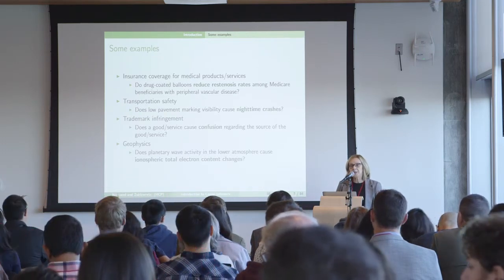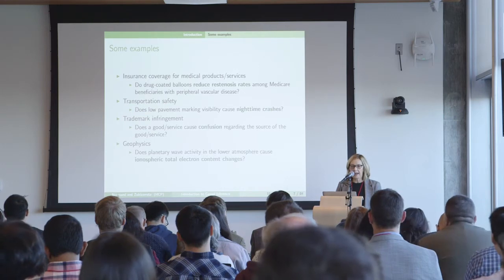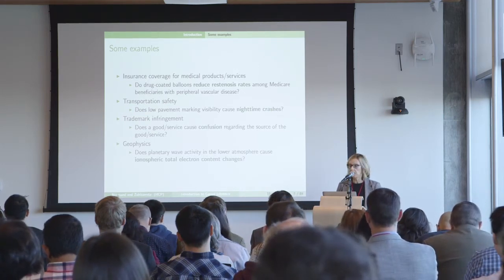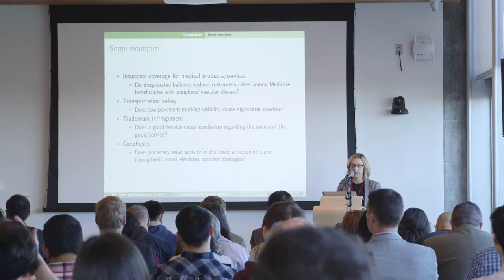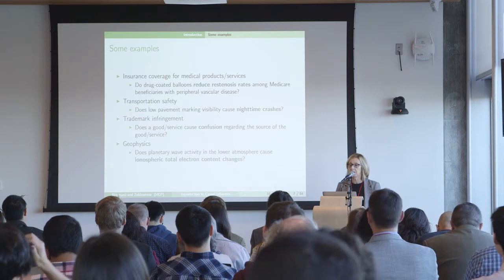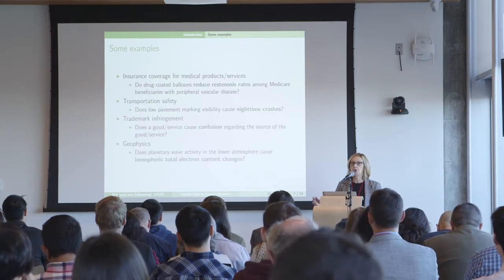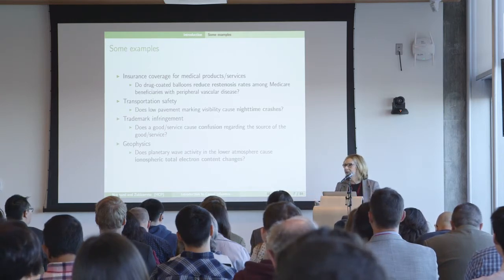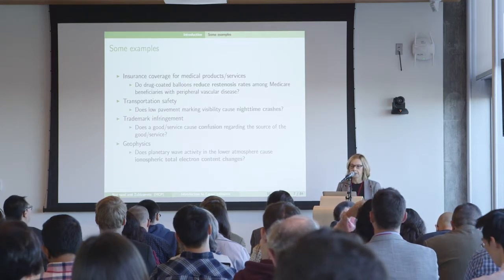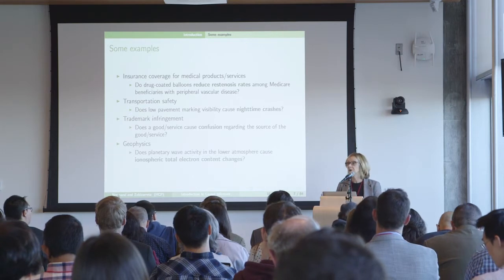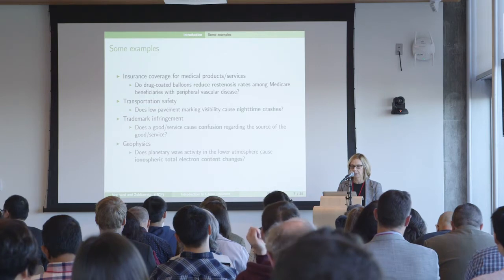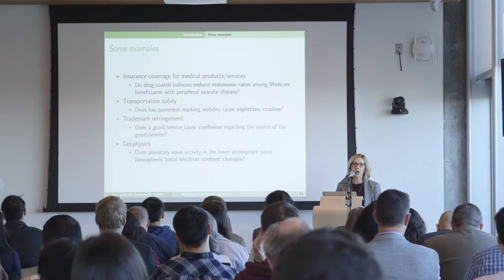I also do work in transportation, and in that area you could think of safety. One question that may be asked is, does low pavement marking visibility cause nighttime crashes? When you're driving on the road and you're thinking, where's the line? Is that actually causing nighttime crashes, versus having clear visibility of those pavement markings? So again, a causal question.